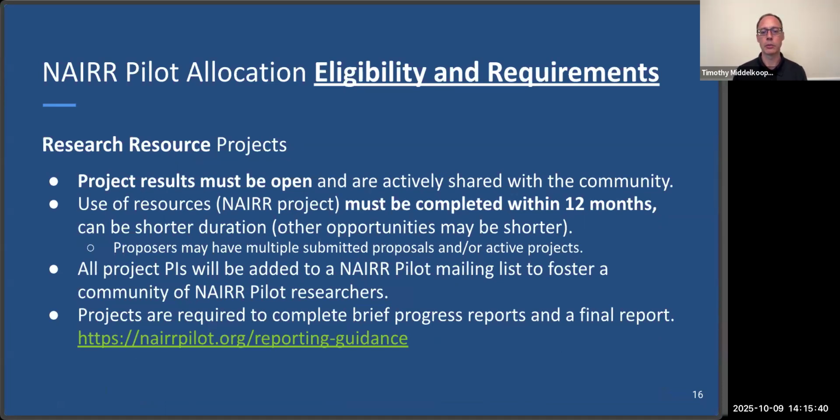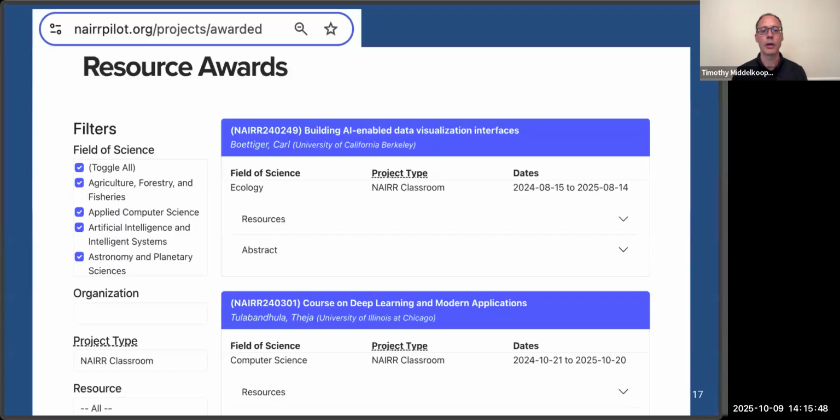Projects are required to complete regular progress reports and a final report. Please see the URL listed here for details. One way to assess alignment to the focus areas is to look at award abstracts on the resource awards page. Here you can also find information about the specific resources awarded.